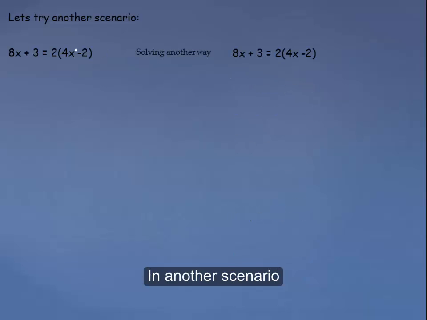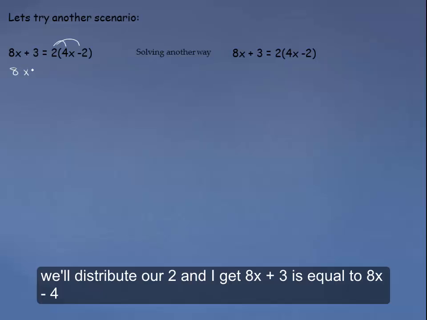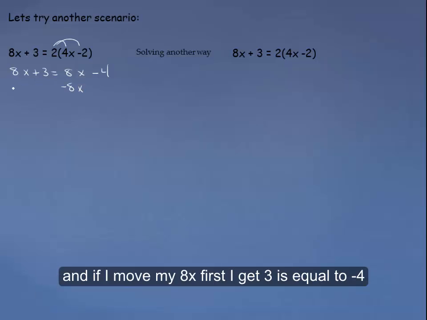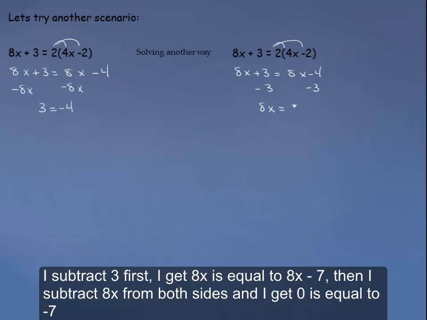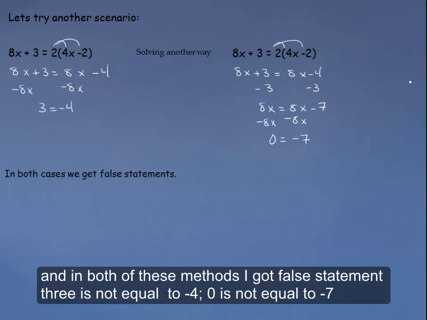In another scenario, we'll distribute our 2, and I get 8x plus 3 is equal to 8x minus 4. And if I move my 8x first, I get 3 is equal to negative 4. Or trying to solve it another way, if I subtract 3 first, I get 8x is equal to 8x minus 7, and then I subtract 8x from both sides, and I get 0 is equal to negative 7. And in both of these methods, I got a false statement. 3 is not equal to negative 4. 0 is not equal to negative 7.